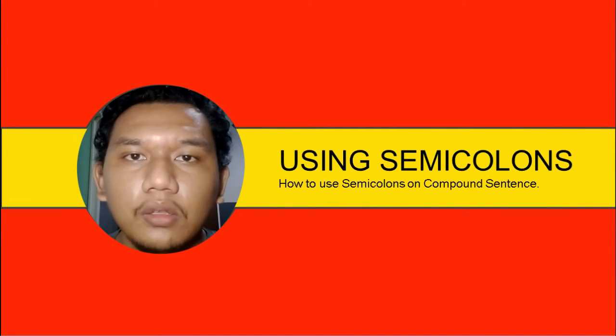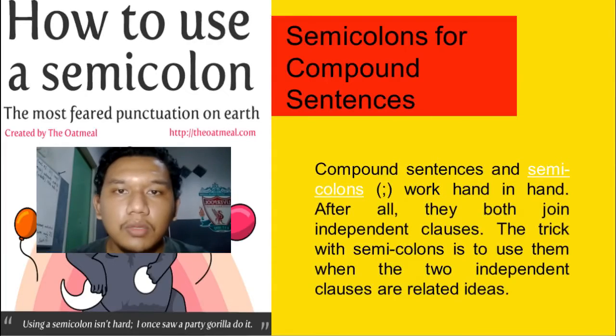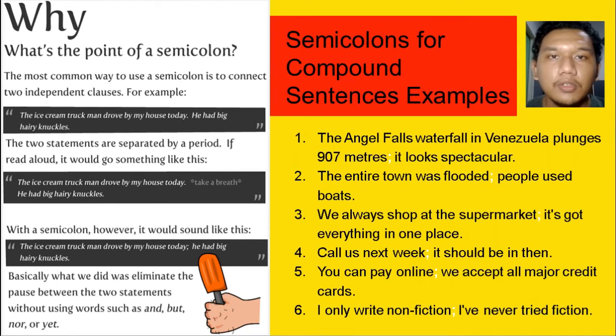Finally, we will be taking a look at how to use semicolons in compound sentences. Now for those of you who don't know, a semicolon is sometimes misused because people don't know when the correct time to use it is. Compound sentences and semicolons work hand in hand. The trick to using the semicolon is to make sure that both independent clauses are about the same idea. Same as explained before, a compound sentence is made of independent clauses that share the same idea. Please read the picture on the left so you can understand clearly how to use a semicolon perfectly.